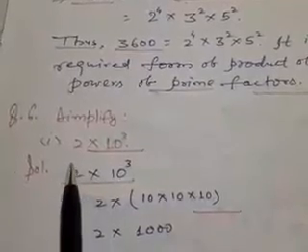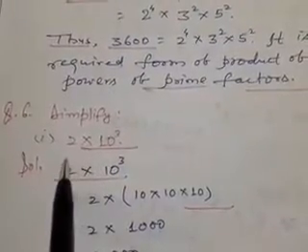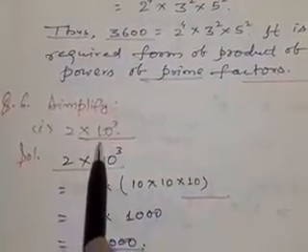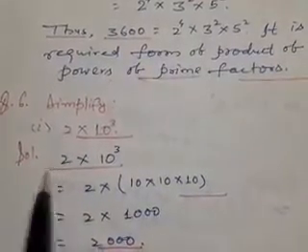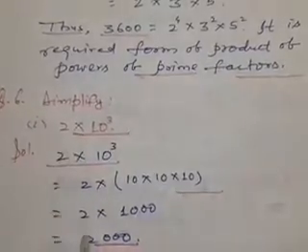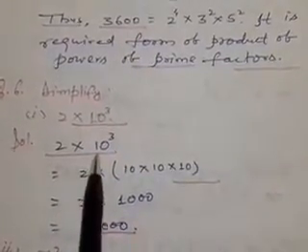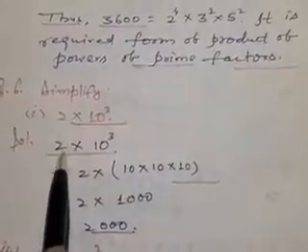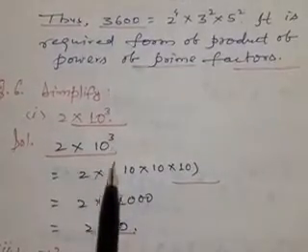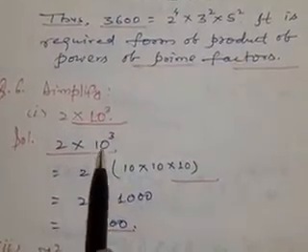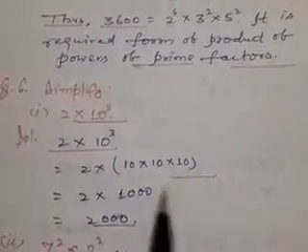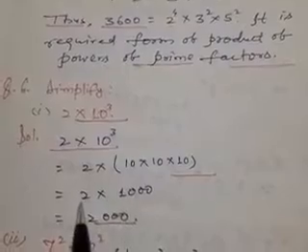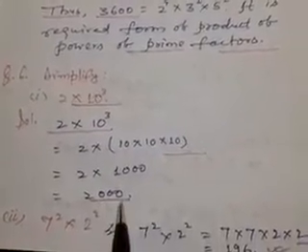Question number 6 is to simplify. First is 2 multiply 10 cube. Dear students, we need to write it in the without exponential form. So we write 2 multiply 10 cube is equal to 2 multiply, we write 10 3 times, 10 multiply 10 multiply 10. It becomes 1000 multiply 2 equal to 2000.